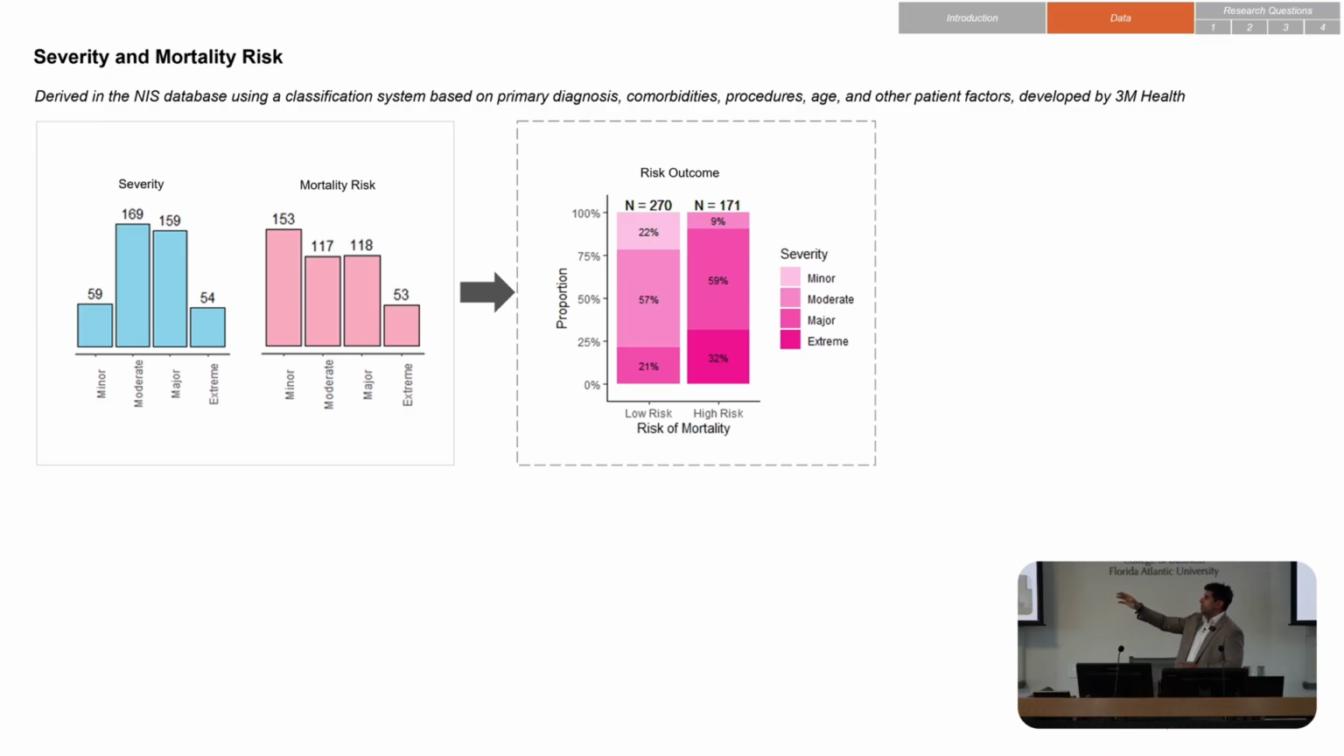And what I did was I bucketed minor and moderate into low risk, and then major and extreme into high risk. So you have 270 patients with low risk, and then 171 with high risk. What we plan to do is look at the characteristics and comorbidities and see if we can create a predictive model to put patients into low risk or high risk given their characteristics and other diseases that they have.